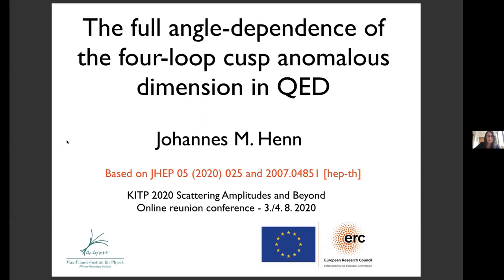So our first speaker of today is Johannes Henn, and he will talk about the full angle dependence of the four-loop cusp anomalous dimension in QED.